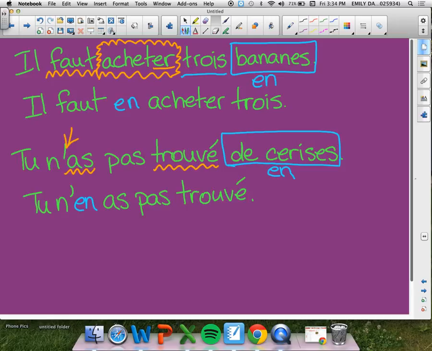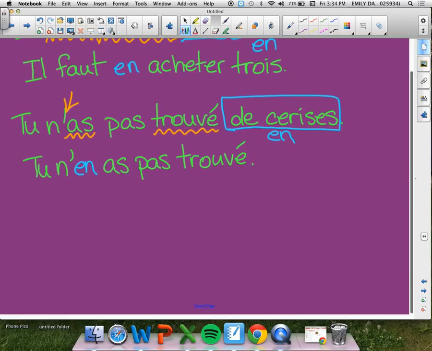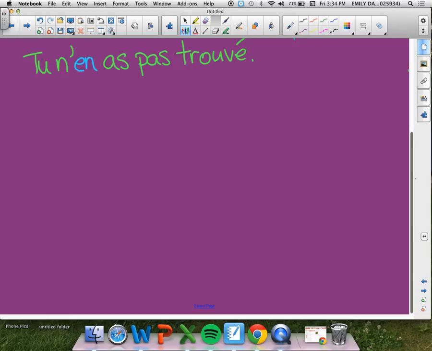All right, so that's an example. Let me show you another example with an expression of quantity here. Elle a combien de tomates? Let's answer this question instead of just rewriting it. Elle a combien de tomates?